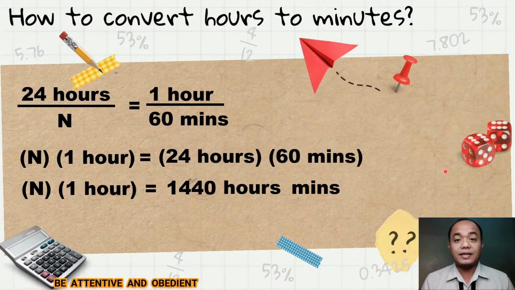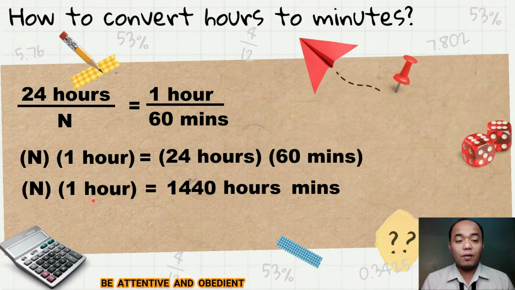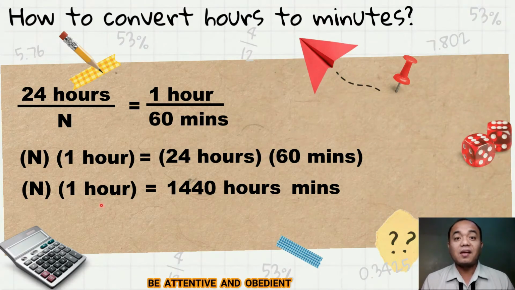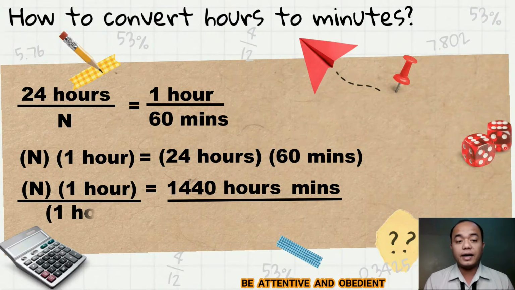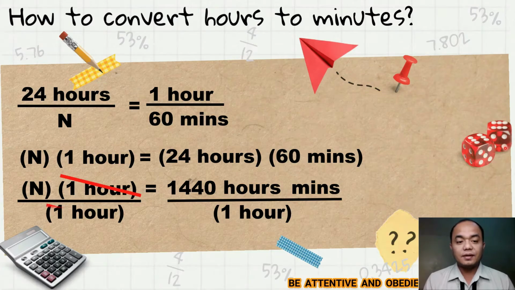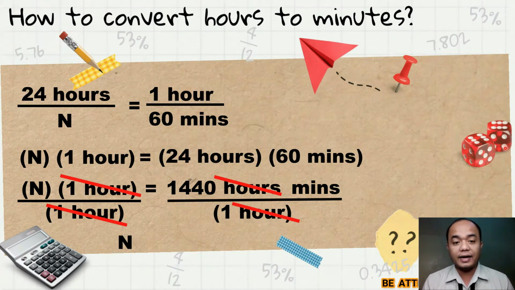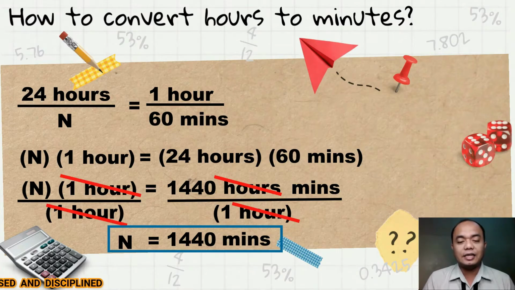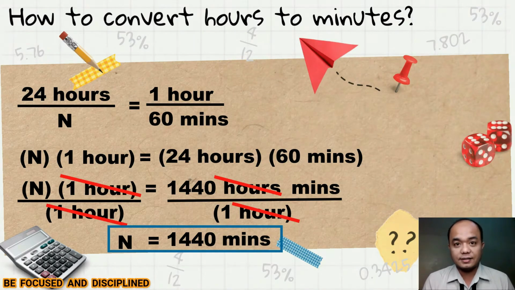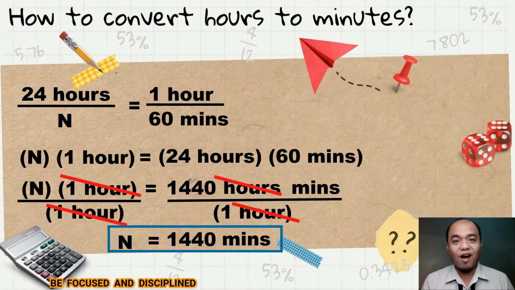What's next? Yes, we will divide both sides by 1 hour. Bakit? Very good. Para ang matira na lang sa left side ng equation natin ay letter N. We will divide both sides by 1 hour. Yan. So, cancel na yung hour sa kabila. So, letter N na lang yung matitira. May makakancel din na hour sa kabilang side. And letter N na lang yung matitira sa left side ng ating equation. Of course, 1,440 divided by 1 will still give you 1,440. We will copy here the unit minutes. Yan. Yung final answer natin dito ay 1,440 minutes. Yan yung katumbas ng 24 hours.